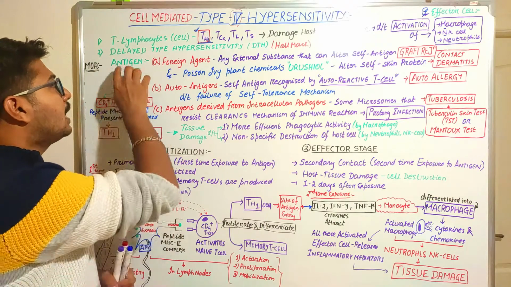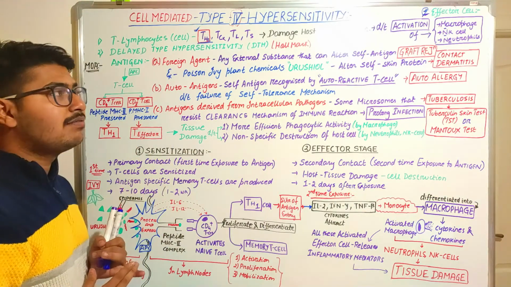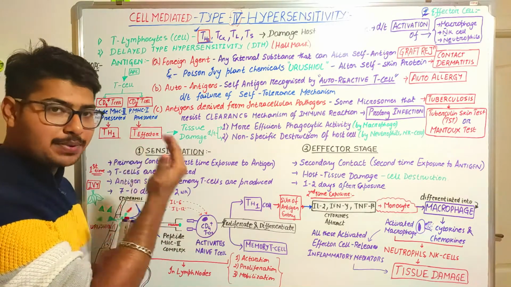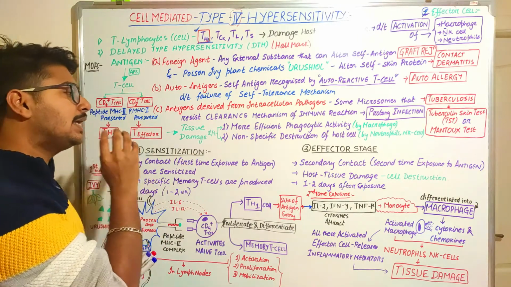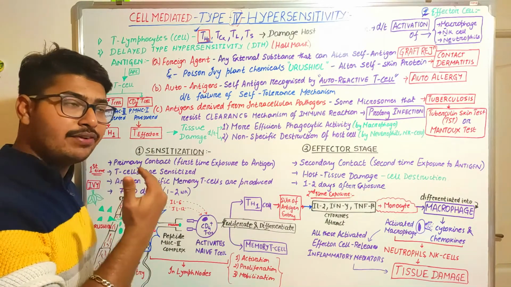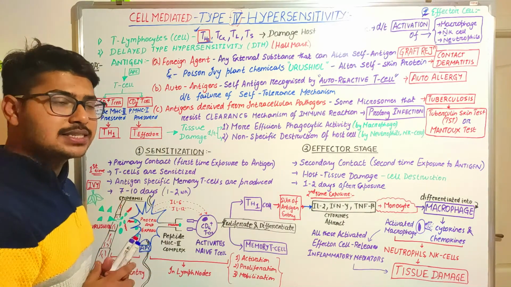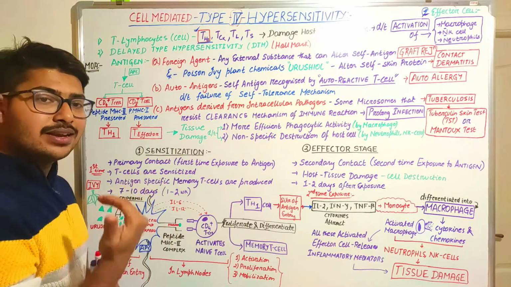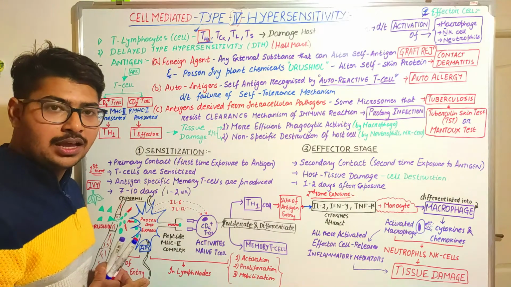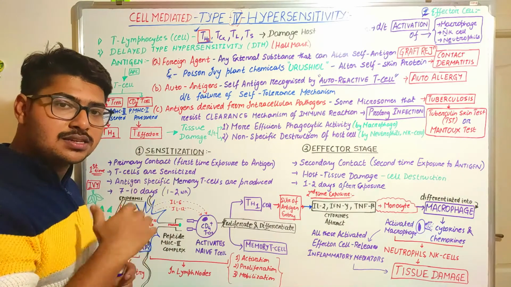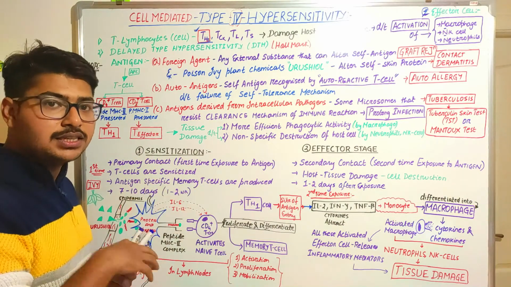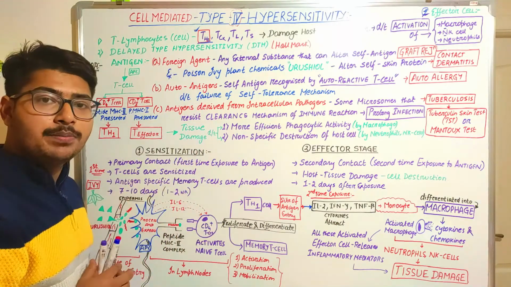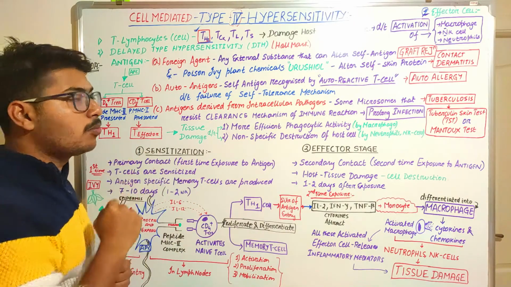So next comes the antigen. As we have read the different types of antigens of different types of hypersensitivity reactions, accordingly here also there will be the presence of different kinds of antigens. For example, here the antigens are divided into 3 kinds. What are these 3 kinds? First one is the foreign agent. If there is any kind of external substance that can alter the self antigen, then we will say that yes, this foreign agent will be an antigen for our body.